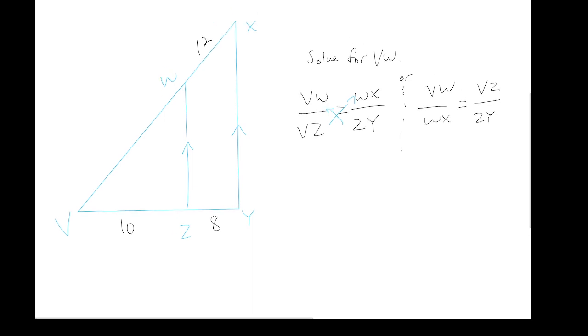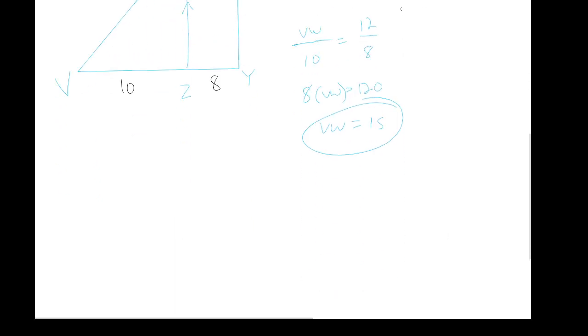VW, which we don't know. VZ, which is 10. WX, which is 12. ZY, which is 8. Taking my cross product, I'll have 8 times the quantity VW is equal to 120. Divide both sides by 8, and VW is equal to 15. And I'm done. Next example.